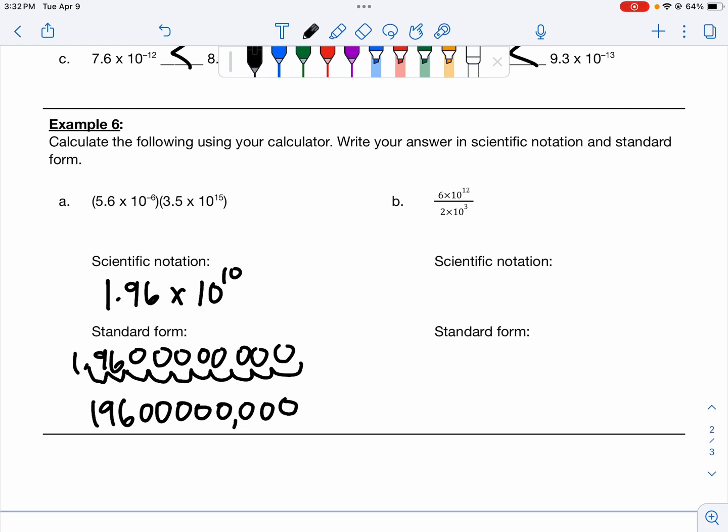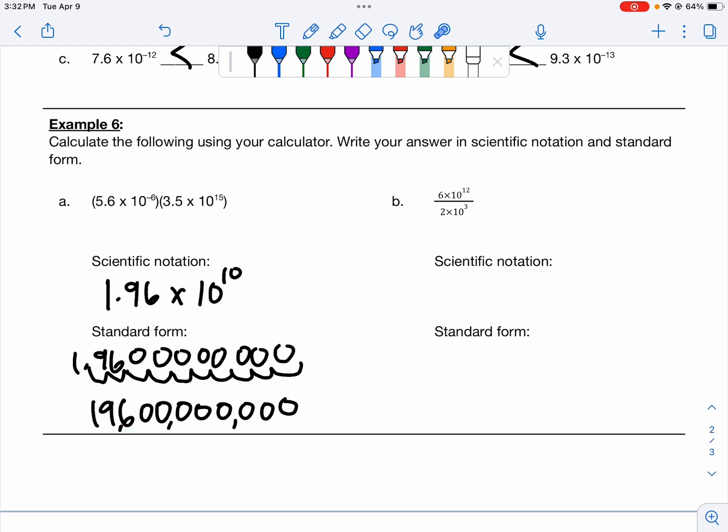So if I put in my commas, which by the way you cannot do in Desmos, Desmos will not take commas, what we end up with is these are the hundreds, thousands, millions, billions. So what we have is 19,600,000,000. Very, very, very large number.